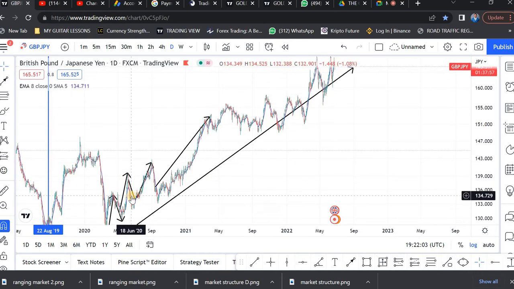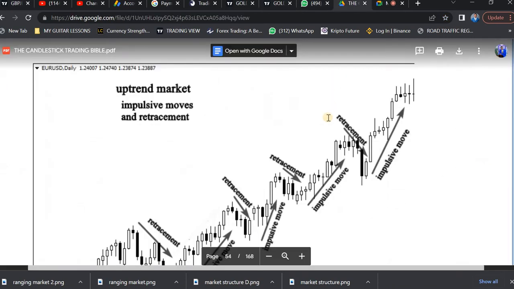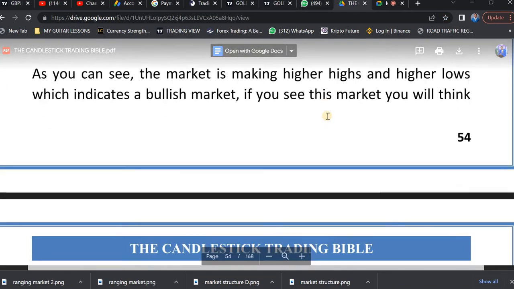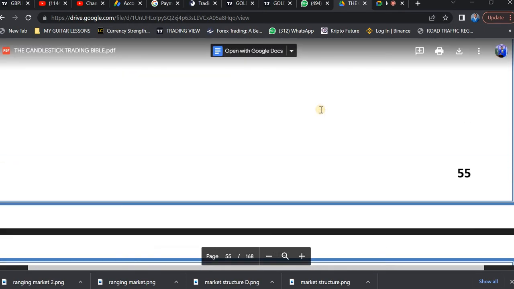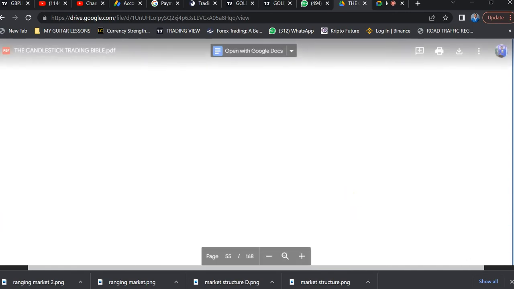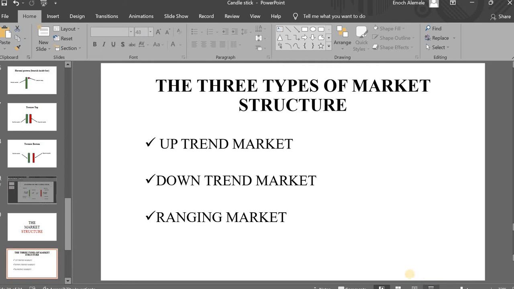So the market does not move in a linear form. It moves in a zigzag way. That is an upward move, which is the impulsive movement, and then a retracement, an upward move, and then a retracement. So kindly take note of that. And what that means is that when the market is moving in that way, we have some levels we mark up on the chart. I'll show you that. So that is for an upward trend market, or a market which is trending up.